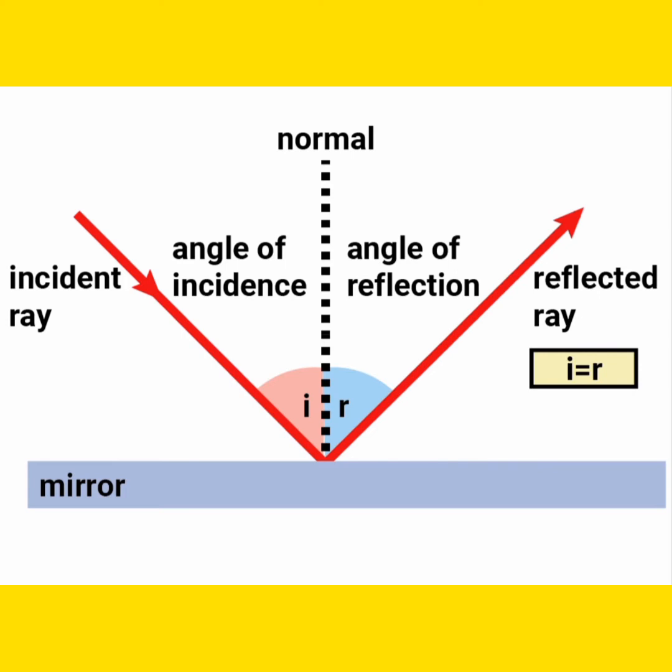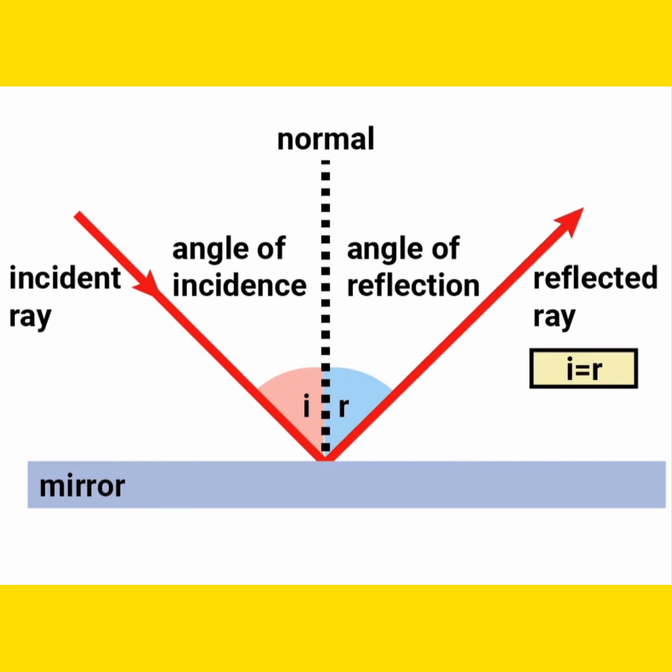You can see in the diagram, the center ray between the two rays is the normal ray. The angle which is formed between the incident ray and the normal ray is the angle of incidence, and the angle which is formed between the normal ray and the reflected ray is the angle of reflection. The second law of reflection states this.